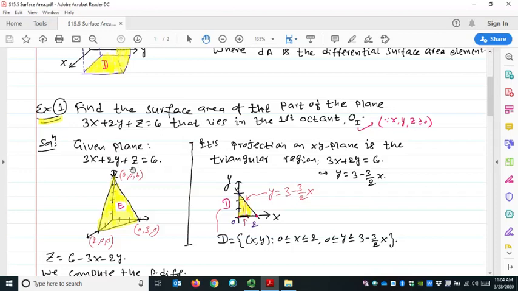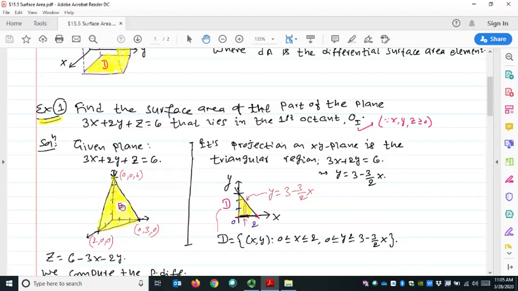So let's sketch the graph. For this surface, let's find the intersections with x equals 0, y equals 0, and z equals 0. In 3x plus 2y plus z equals 6, if you put y and z equal to 0, then x equals 2, so the x-intercept is 2. Put x and z equal to 0, y equals 3, so the y-intercept is 3. Put x and y equal to 0, then z equals 6, so the z-intercept is 6. So we got the surface, the triangular surface.